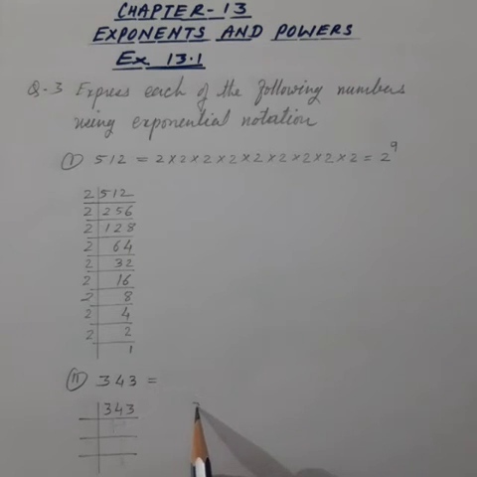The smallest prime number is 2. This number is odd, so it is not divisible by 2. The next prime number is 3. Find out the sum of digits of this number: 3 plus 4, 7. 7 plus 3, 10. 10 is not divisible by 3. This number is not divisible by 3.